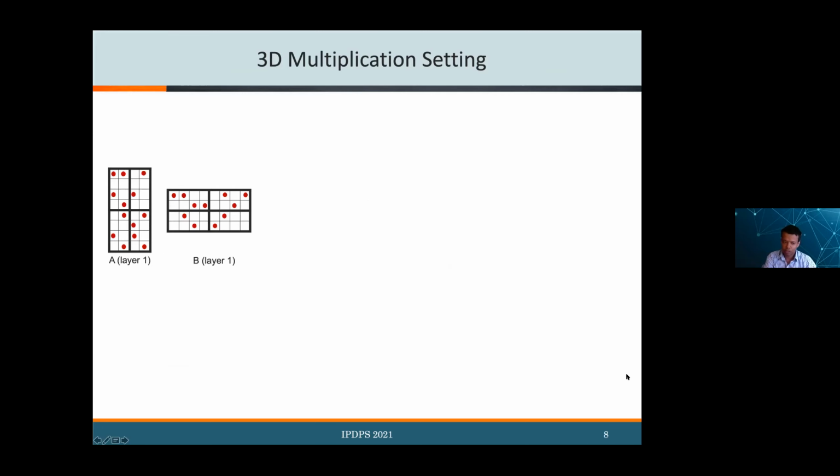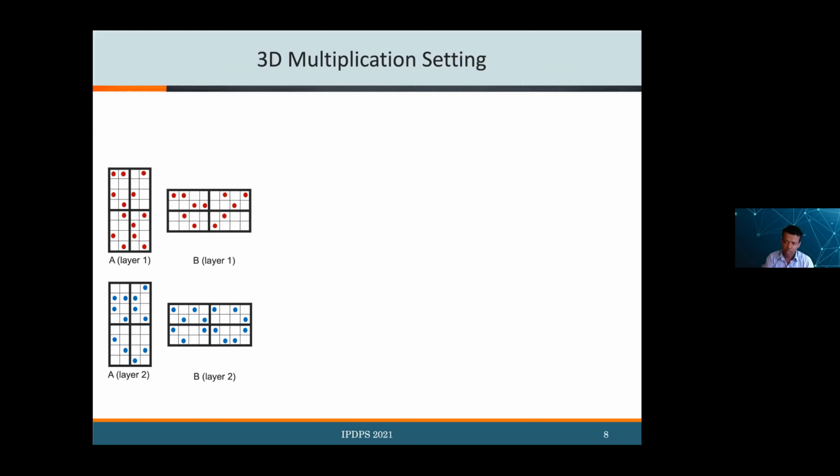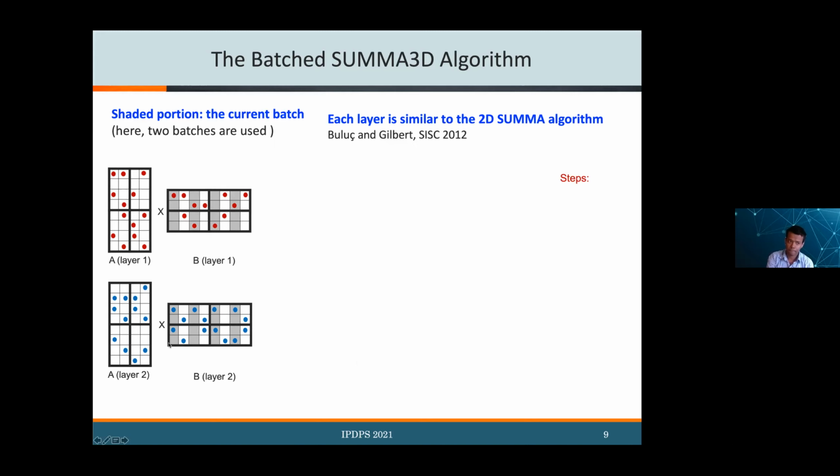When we're done with the distribution, we have a setting like this. For layer 1, this is our A matrix and this is our B matrix. For layer 2, this is our A matrix and this is our B matrix. Then each layer can compute this matrix multiplication separately. So this is like a 2D matrix multiplication now, which can be performed by the 2D SUMMA algorithm, which was developed earlier.